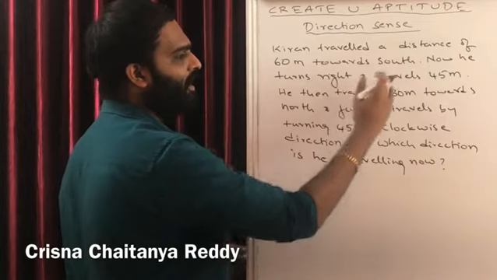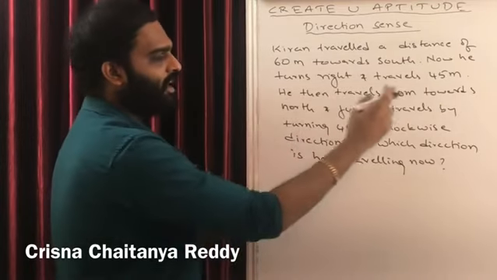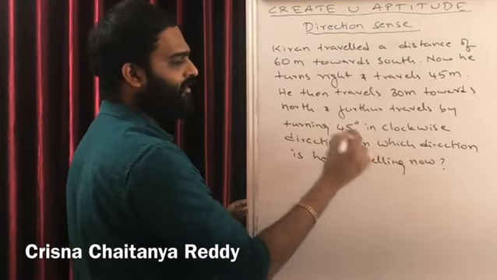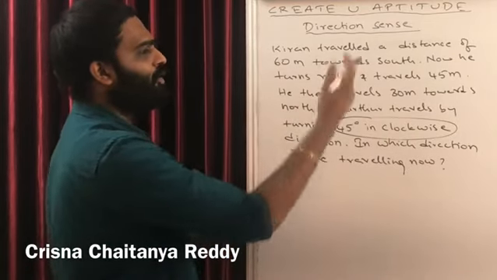Now he turns right and travels 45 meters. He then travels 30 meters towards north. Further travels by turning 45 degrees in clockwise direction. In which direction is he traveling now? And this information becomes very, very important. Let us do it in the similar way what we have done before.